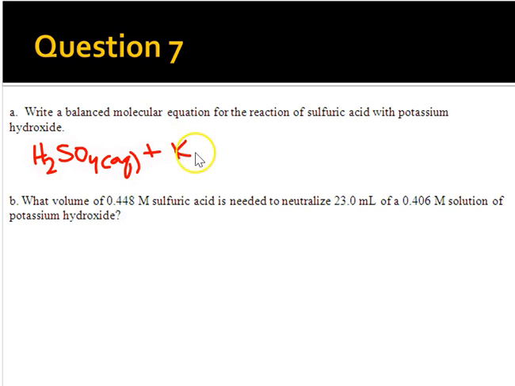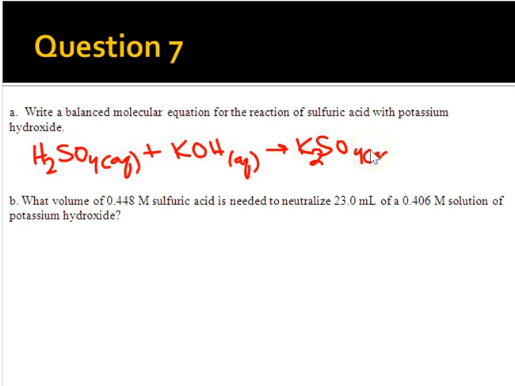Potassium is K, hydroxide is OH, but positive 1, negative 1, so it's written correctly, and then we just put the AQ. For my products, we're going to flip the hydrogen and the potassium. We're going to switch those spots. So potassium is going to bond to the sulfate, so K2SO4. Potassium is +1. Sulfate is -2, so we need to put a 2 there.